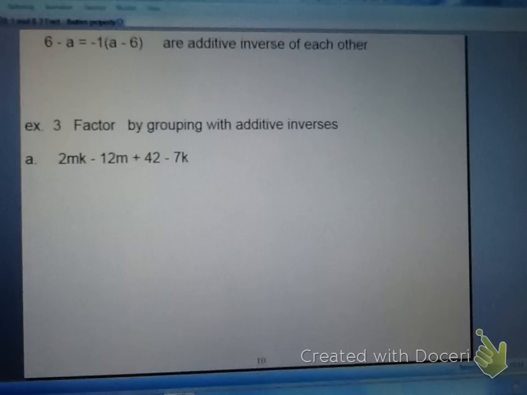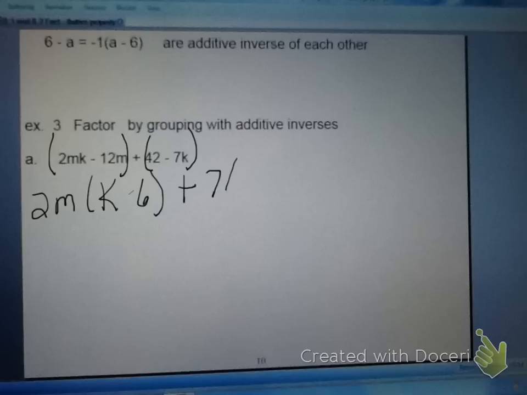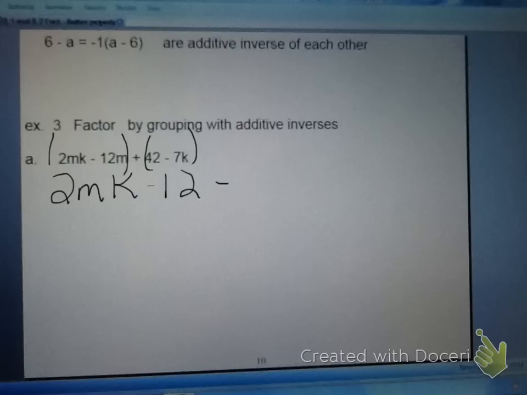Example 3A, if I factor by grouping, I'm going to factor out a 2M, I get K minus 6. I'm going to factor out a 7, and I get 6 minus K. Now, these are reversed, what's called an additive inverse of each other. I think it's a little bit easier if we just scratch this out, erase it, and rewrite the problem, flipping the last two terms. I think you're less likely to make a mistake if you do it this way.